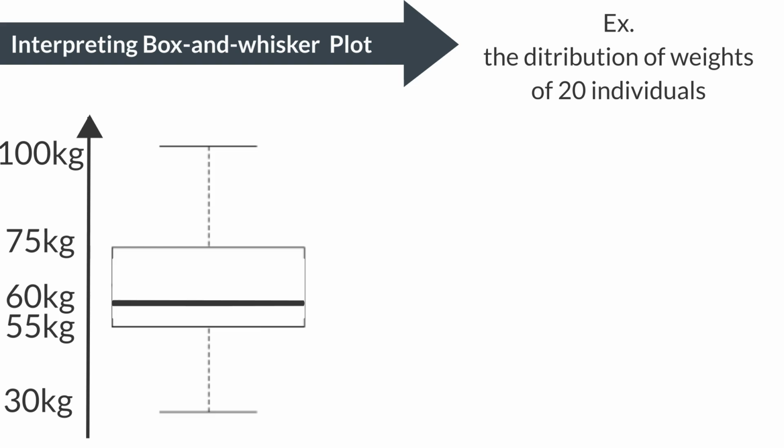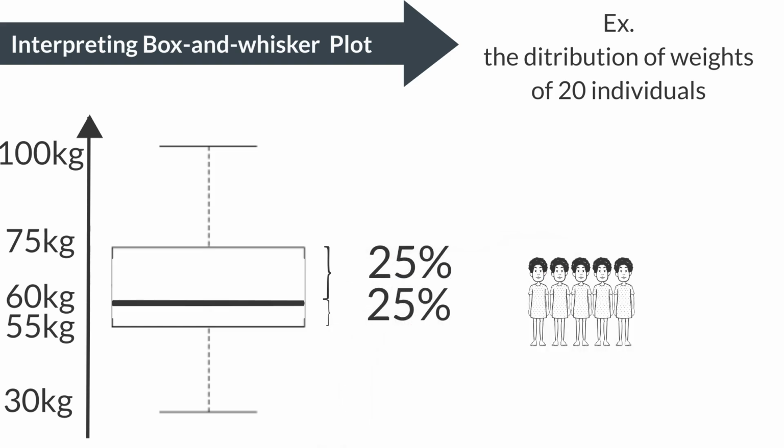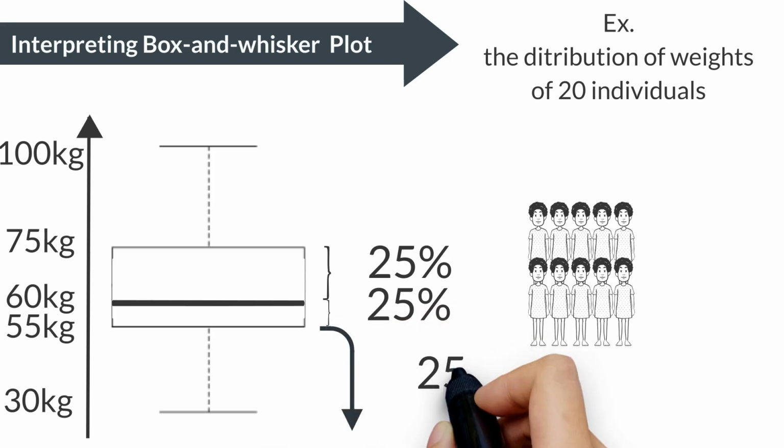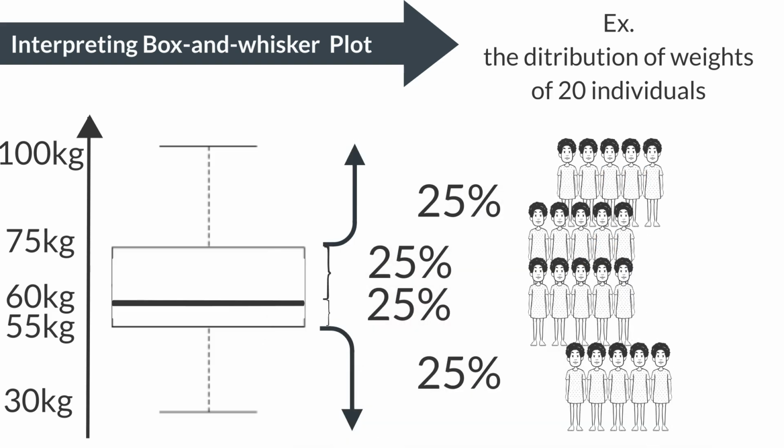First, the box represents the interquartile range, IQR, which corresponds to the middle 50% of the data. The line inside the box marks the exact median, and the bottom and top of the box represent the 25th and 75th percentile values, respectively. Since there are no outliers in this box and whisker plot, the maximum weight among these 20 individuals is 100 kilograms, and the minimum weight is 30 kilograms.